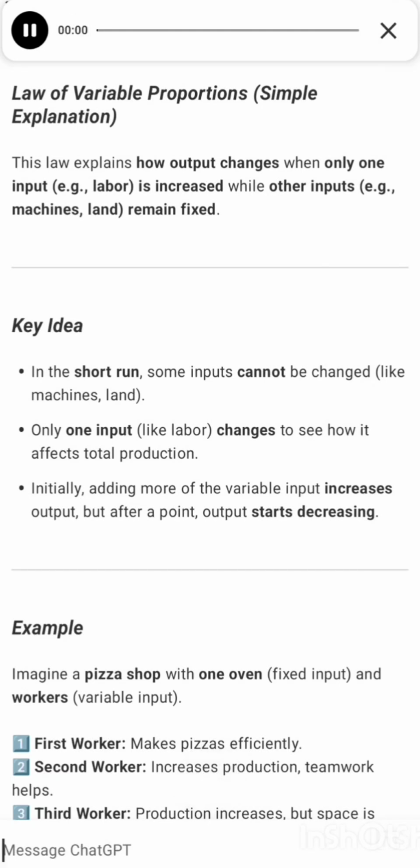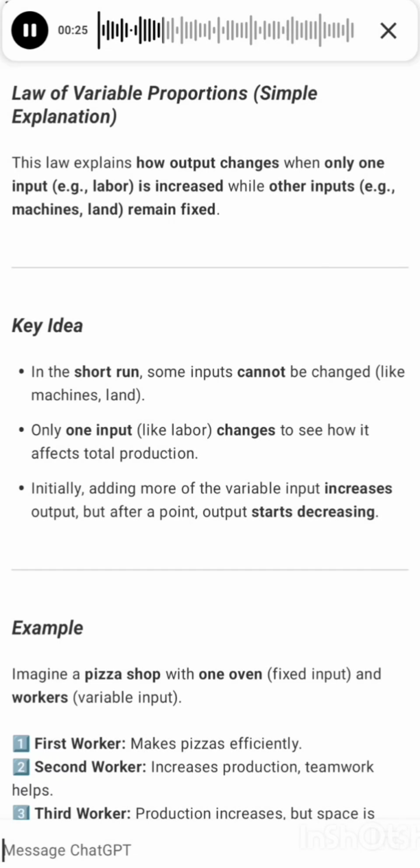Law of variable proportions, simple explanation. This law explains how our output changes when only one input, e.g. labor, is increased, while other inputs, e.g. machines, land, remain fixed. Key idea: in the short run, some inputs cannot be changed, like machines, land. Only one input, like labor, changes to see how it affects total production.